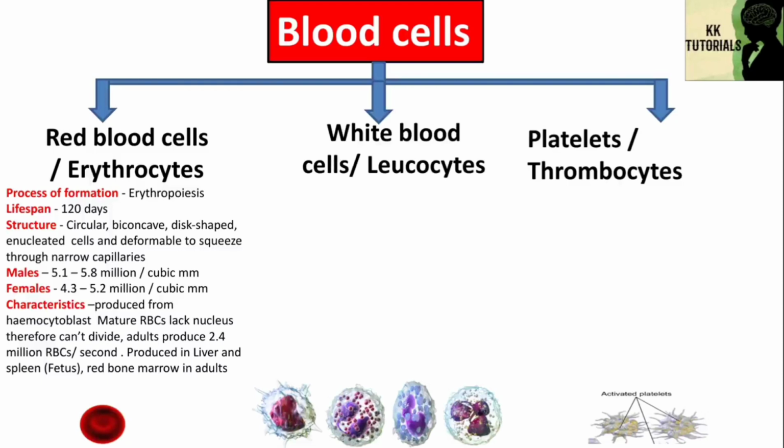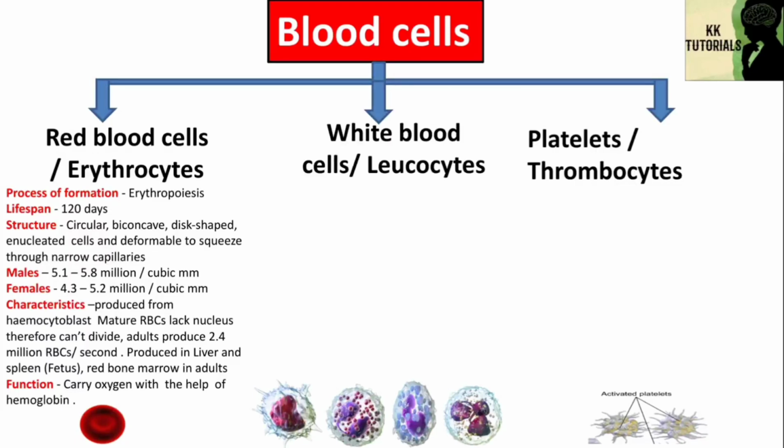Mature RBCs do not contain a nucleus, mitochondria, or other cell organelles. Erythrocytes are responsible for the transport of respiratory gases like oxygen and carbon dioxide, and for maintaining the viscosity and pH of blood. Their cytoplasm is rich in hemoglobin, an oxygen-carrying pigment that gives red color to the RBCs and blood. It also contains an enzyme, carbonic anhydrase.